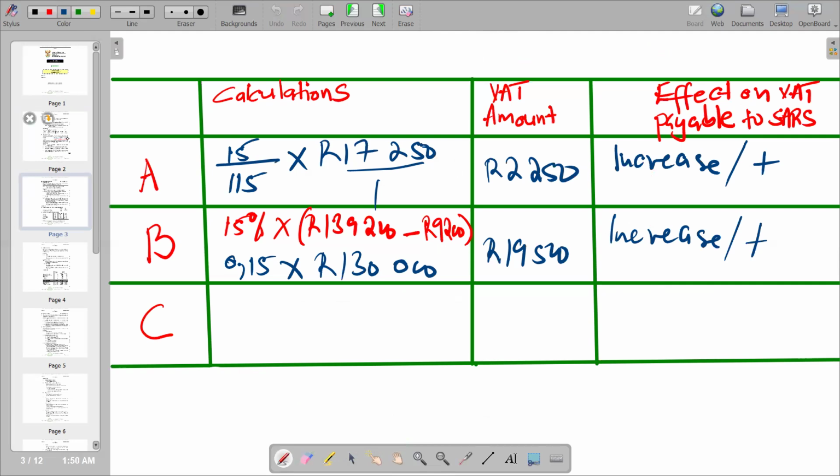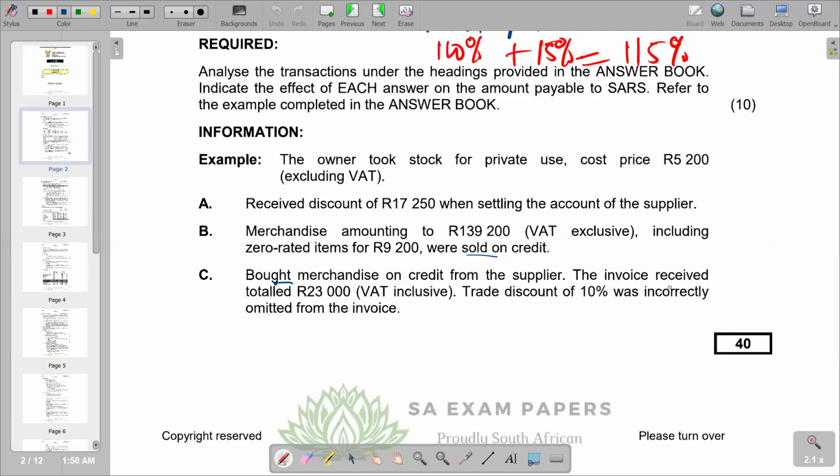So the information that we're given is that the invoice received totals 23,000 VAT inclusive. So there's VAT inside our 23,000. Trade discount of 10% was incorrectly omitted from the invoice. So we have to remove the trade discount first. Remember, the trade discount is going to reduce this amount by 10%. So basically, remember this amount is 100%. I will subtract the 10%, that is the trade discount figure, and then you get your 90%. So that is what we have.